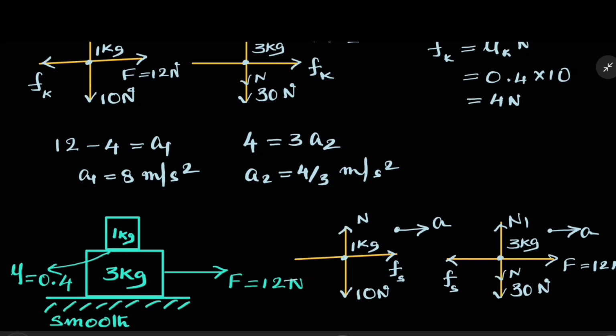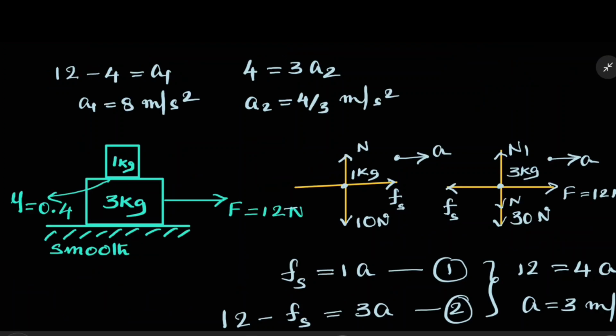So if you look at the free body diagram of 3 kg, static friction is acting in the backward direction. So as a reaction, static friction acts in the forward direction on the 1 kg block. If static friction is sufficient, both of them will move together. It is static friction which is taking 1 kg along with 3 kg in order to prevent relative slipping between them. Now getting the equations and solving, Fs is equal to 1 into A from the first free body diagram, and 12 minus Fs is equal to 3 into A from the second. So 12 is equal to 4 into A. So acceleration is 3 meters per second square.